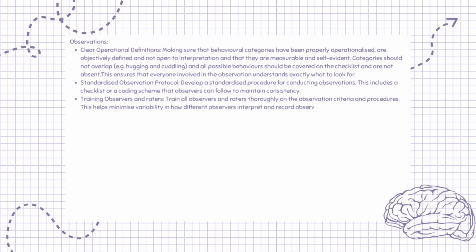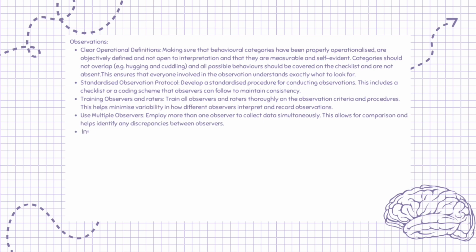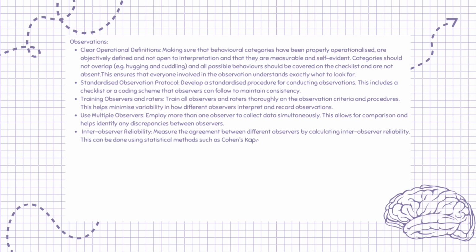Use multiple observers. Employ more than one observer to collect data simultaneously. This allows for comparison and helps identify any discrepancies between observers. Inter-observer reliability. Measure the agreement between different observers by calculating inter-observer reliability. This can be done using statistical methods such as Cohen's kappa to assess how consistently observers are recording the same behaviors. Pilot testing. Conduct a pilot study to test the observation protocol before the main study.